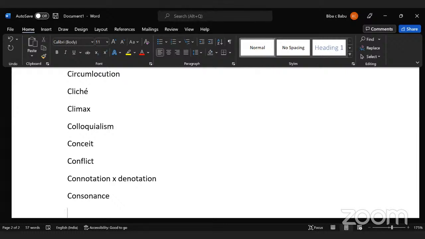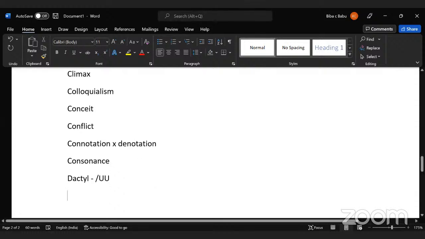Okay. Next is dactyl. Dactyl is also another metrical foot which has 3 syllables. The first one is accented, followed by 2 unaccented. That means we have a first stressed syllable followed by 2 unstressed syllables. That is dactyl. Then we have denotation.